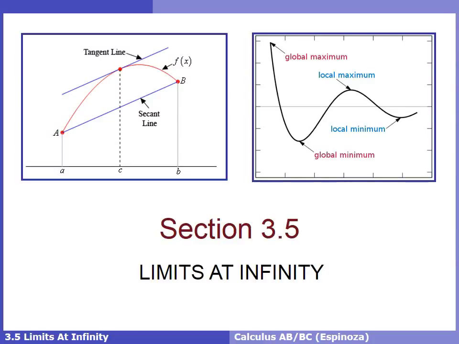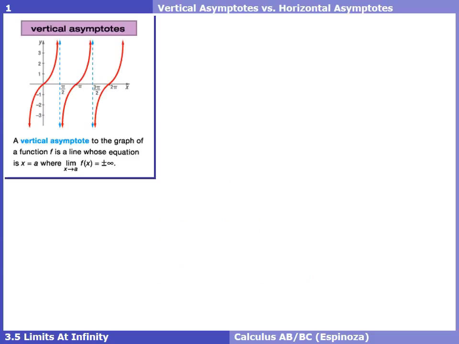In section 3.5, we're going to shift gears just a little bit and not talk about derivatives at all. We're going to take a look back at limits, but in a different manner so that we can understand one more feature of graphs that might occur in certain problems. So what we want to do is take a look at horizontal asymptotes.